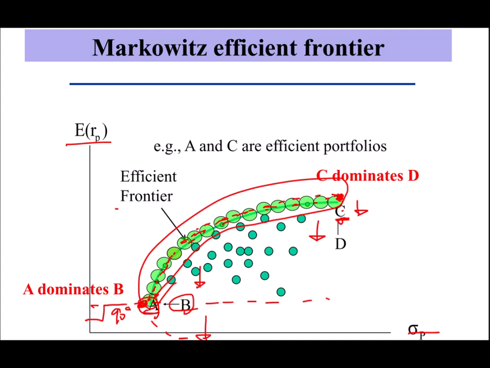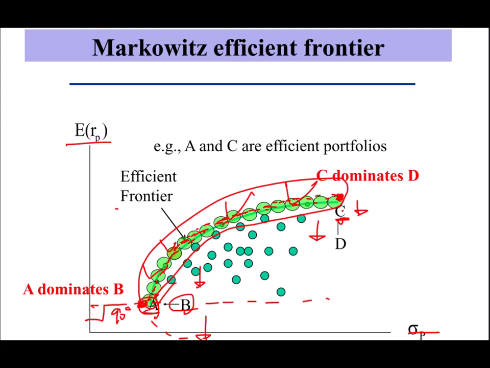Each investor can choose a different point on this efficient frontier. You can choose this one or you can choose this one. Based on each one's preference on the mean and standard deviation, each investor can choose any point on this efficient frontier. That is the result from Markowitz portfolio choice.